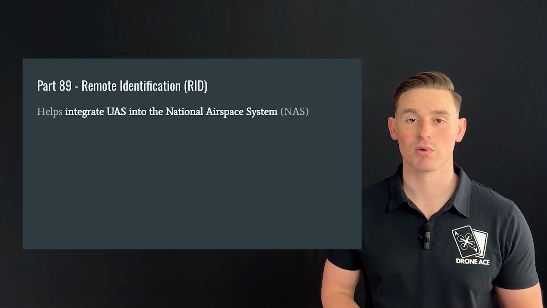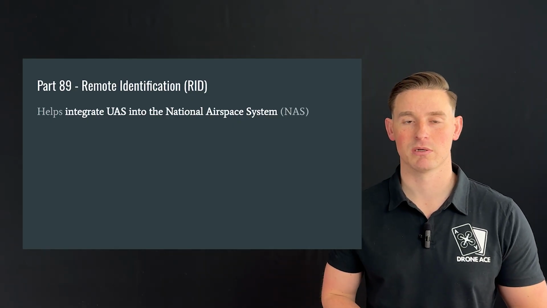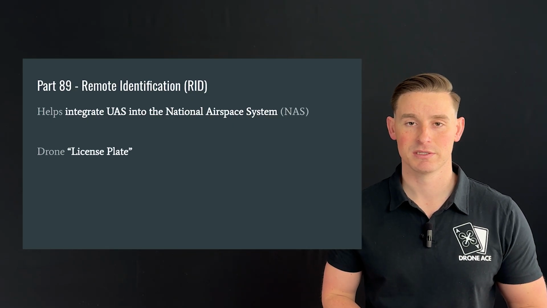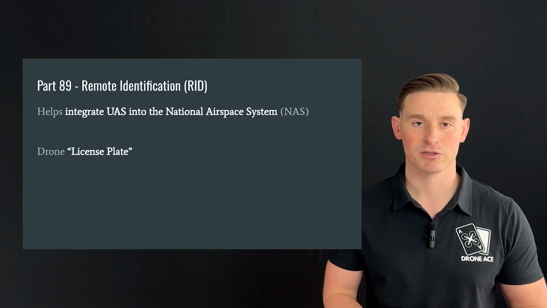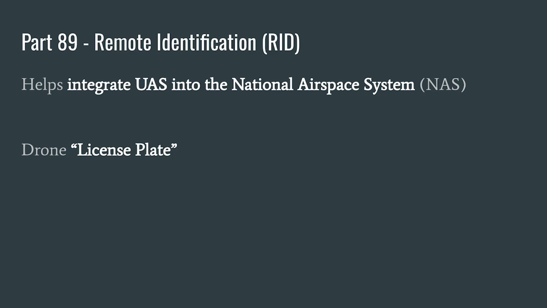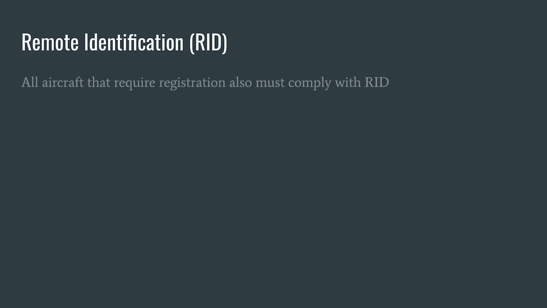Essentially, it's a major step forward for the FAA to be able to integrate drones as a permanent piece of the national airspace system. What Remote ID does is it allows air traffic control and law enforcement to monitor the location and altitude of your drone and the operator. This is essentially a drone license plate, and it must broadcast location, altitude, velocity of the aircraft, as well as the controller location. All aircraft that require registration also must comply with RID.